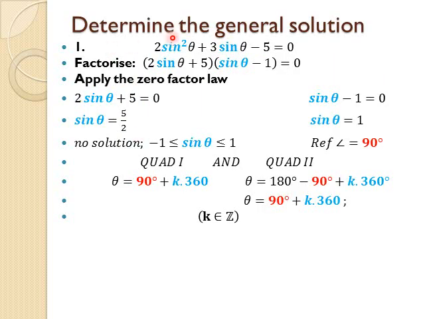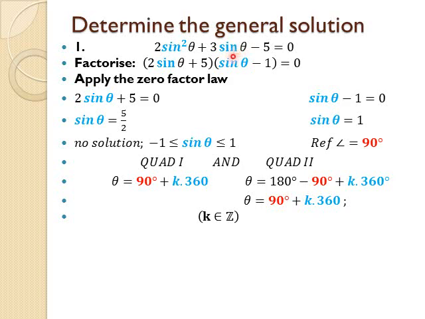Right, so number 1, determine the general solution given 2 sine squared theta plus 3 sine theta minus 5 equals 0. They have sine squared and sine theta. That already should indicate to you that it's a factorization problem or trinomial. So 2 sine squared theta, because 2 is a prime number, can only become 2 sine theta times sine theta. Same applies to 5. 5 is a prime number, can only become 5 times 1, but in this case negative. So positive 5 times negative 1.